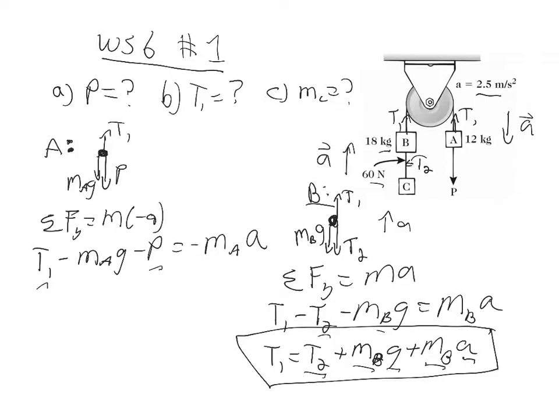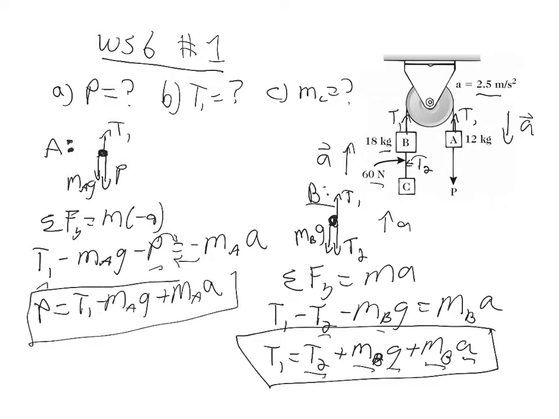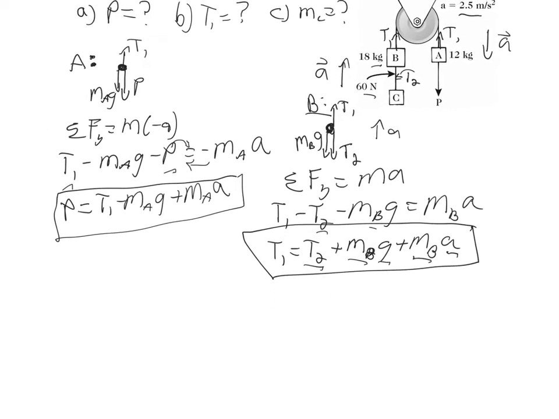Then you can plug it in over here and solve for P, because look, P is going to be equal to T1 minus mAg, let's see, move that over, so plus mAa. So boy howdy, there we go. We can solve for P as well, and then you can do the same thing for block C to solve for it.